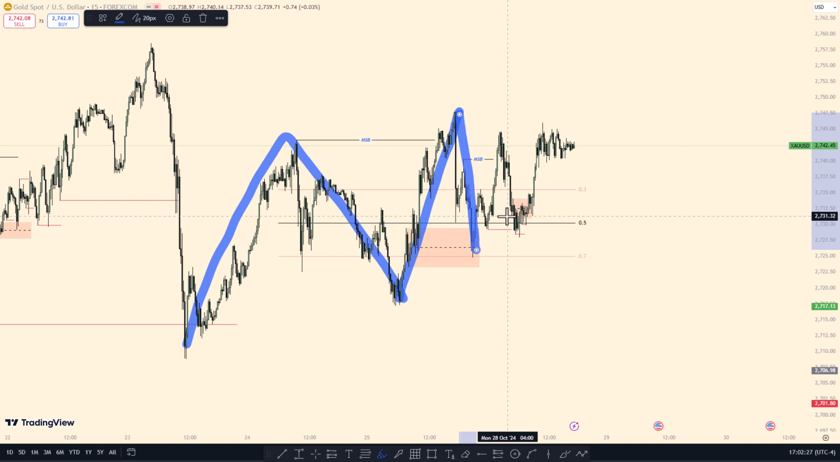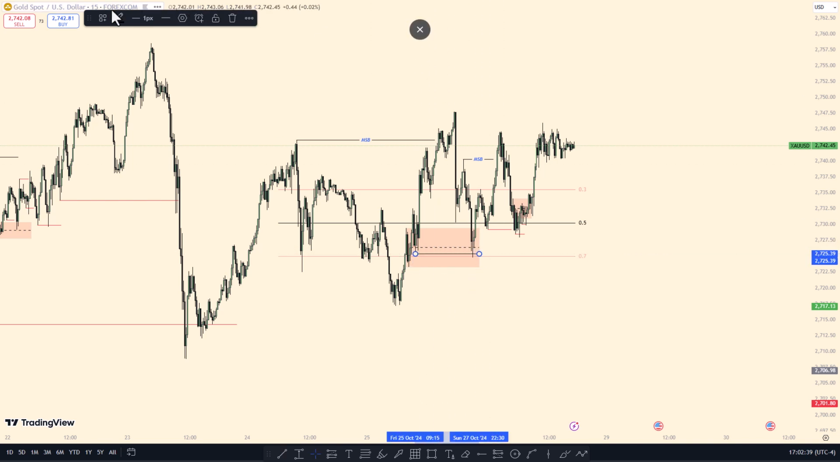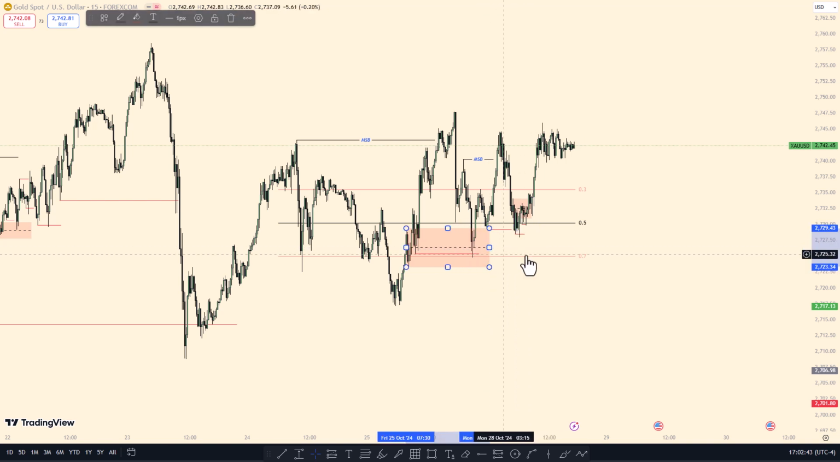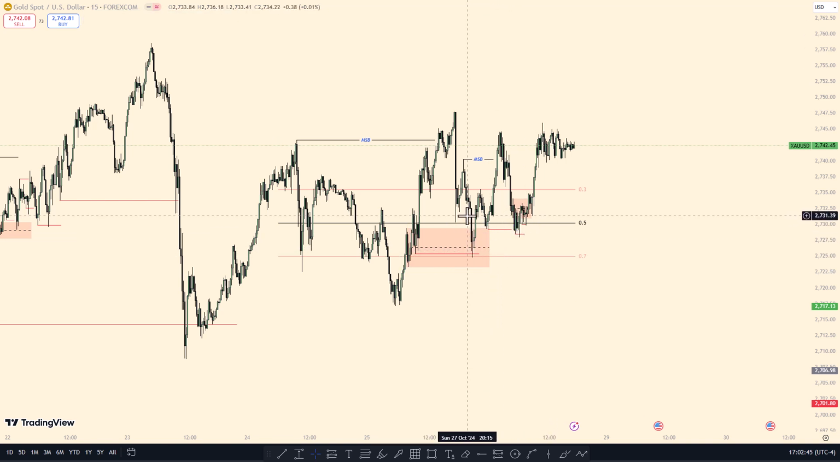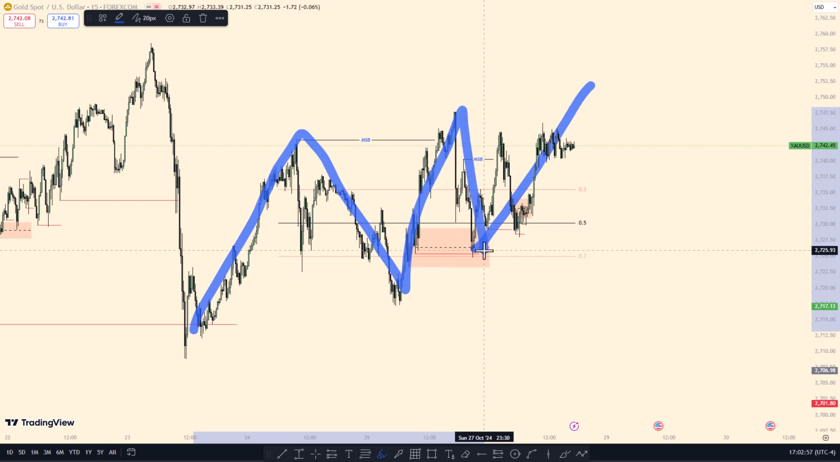So after the pullback happened here, it went back to this zone, right? And we also swept an internal low here. What happened? We have a market structure break. So again, we are looking from here to see another expansion. Expansion, pullback, expansion, pullback. We're looking at another expansion leg.